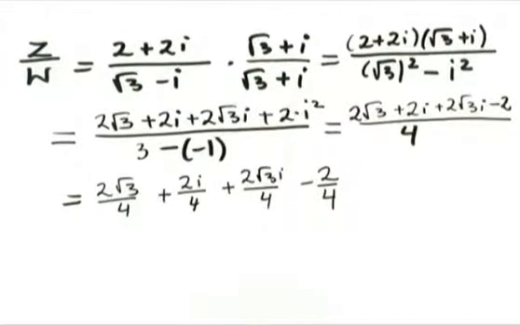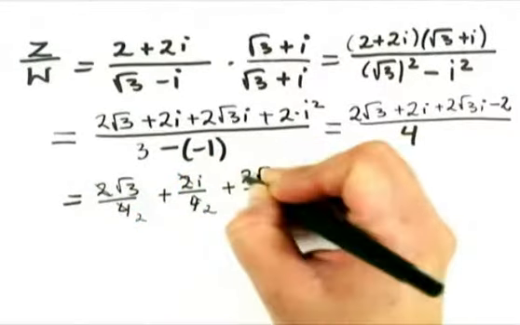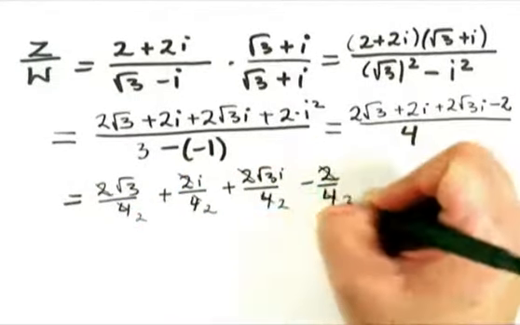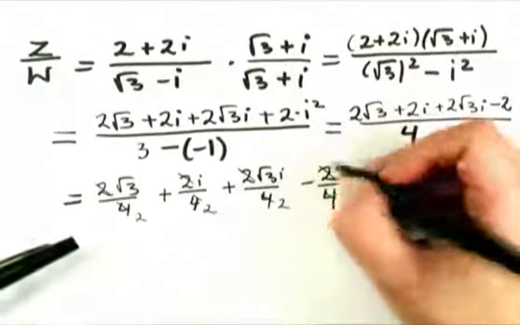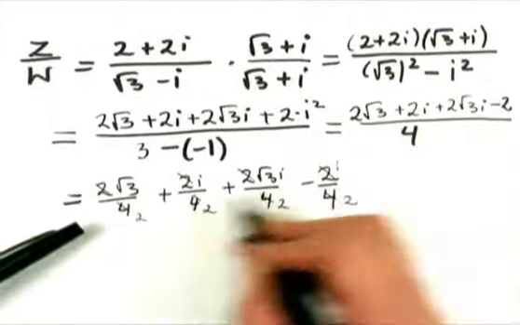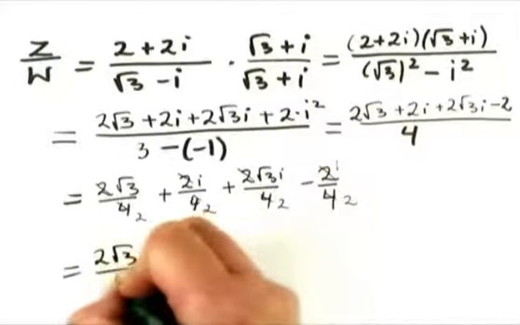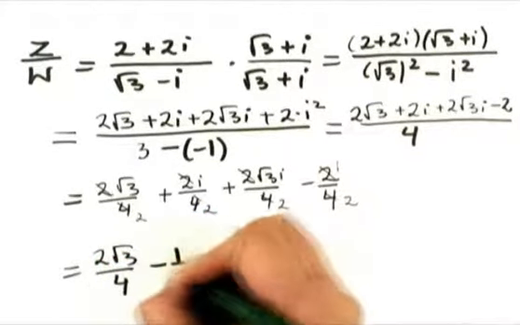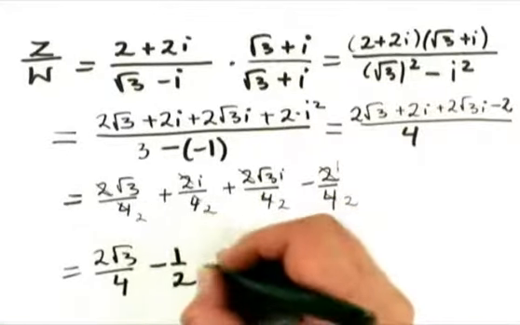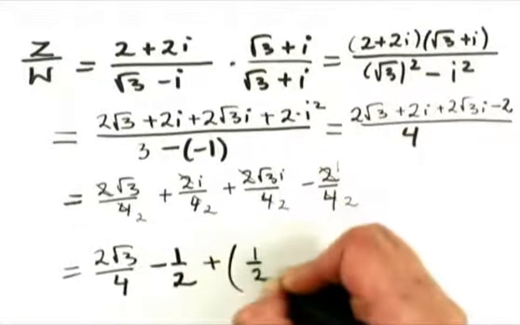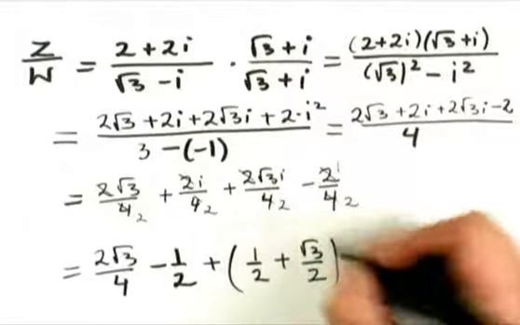And this we can reduce to 2, reduce to 2, reduce. So I'm going to write this as 1 over 2, and put this 1 over 2 in front. So we have 2 root 3 over 4 minus 1/2. And from those two, we have 1 over 2, so we're going to factor i. So we have 1 over 2, and here we have plus root 3 over 2, and we take i out.